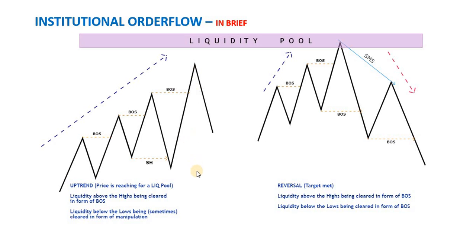But sometimes, even though we are still in an uptrend, the liquidity below the lows can be cleared, but in this case in the form of manipulation. Okay, so it is not all the time that the liquidity below the lows is cleared that we expect a reversal. It could as well be a manipulation, and that manipulation is confirmed by the break of structure in continuation of the uptrend. So I'm just using the uptrend example. You can also try to mirror it with the downtrend scenario.